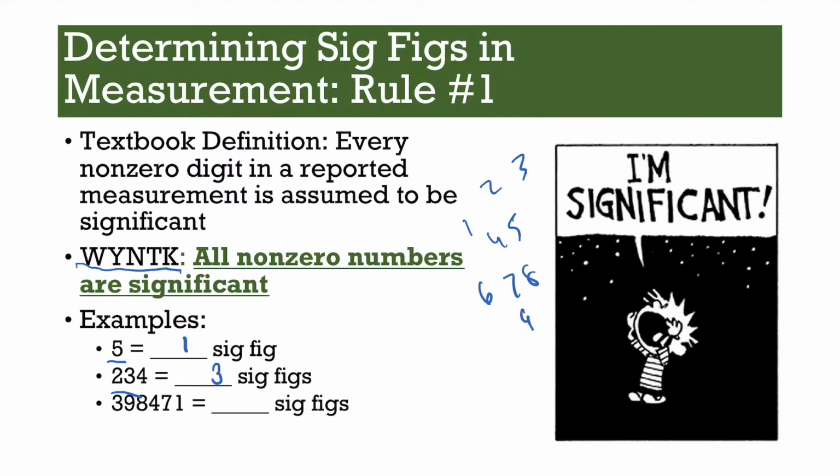So here we have 3, 9, 8, 4, 7, 1. There are 6 sig figs because there are 6 numbers that are not 0. That's the easiest rule with this. And the last one, we have 9, 4, 8, 2, 7. How many sig figs do you think we have? Hopefully you all said 5.